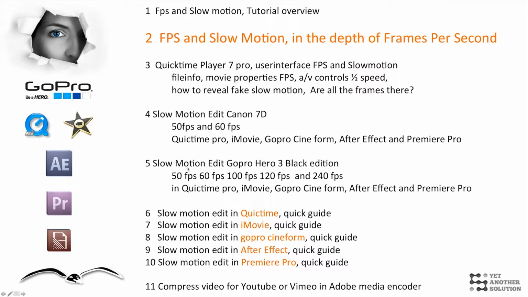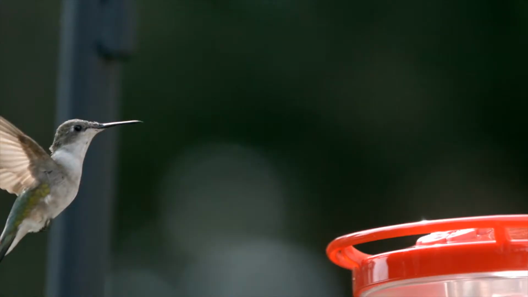And then in tutorial number 5, we are going to slow down video shot with the GoPro Hero 3 Black Edition. As you can see, this Black Edition can do filming with frames all the way up to 240 frames per second, and that's super cool. And again, we're going to do that in all this software, but right now we are going to go deeper into the theory behind frames per second.